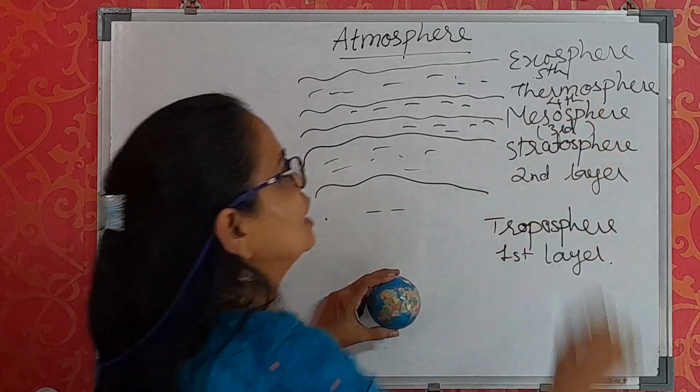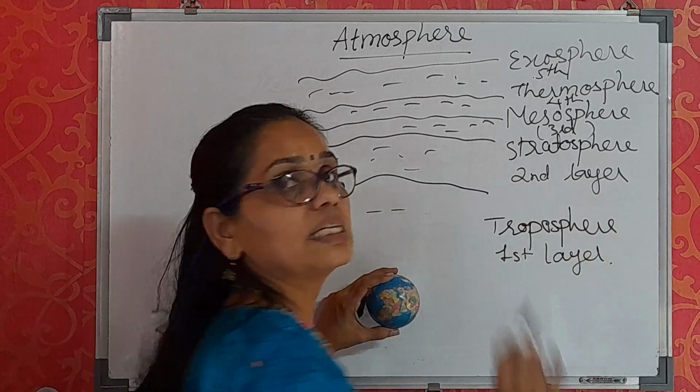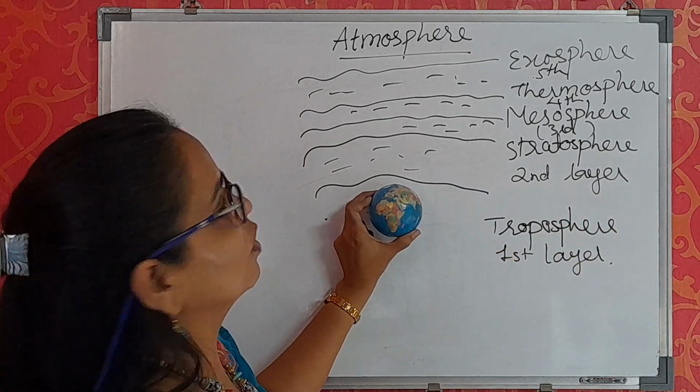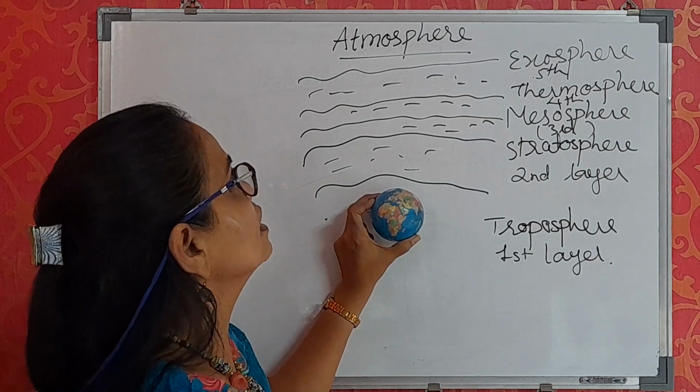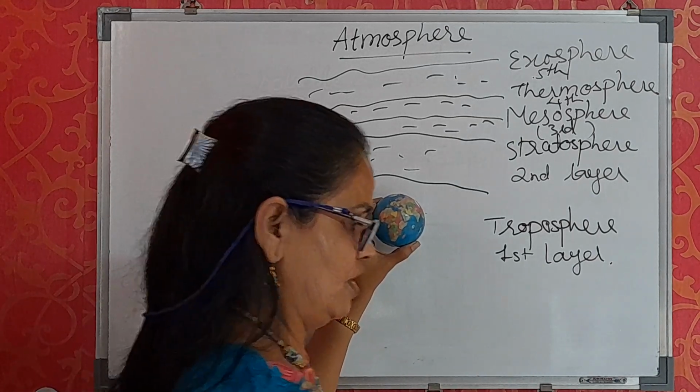Thermosphere is the fourth layer. Mesosphere is the third layer. Stratosphere is the second layer and the troposphere is the first layer of the atmosphere. So these are the parts of the atmosphere.